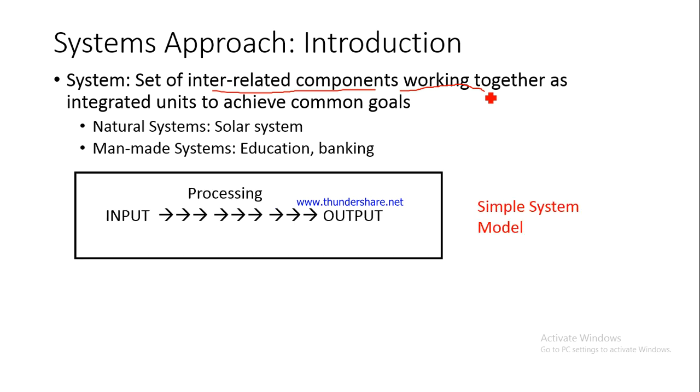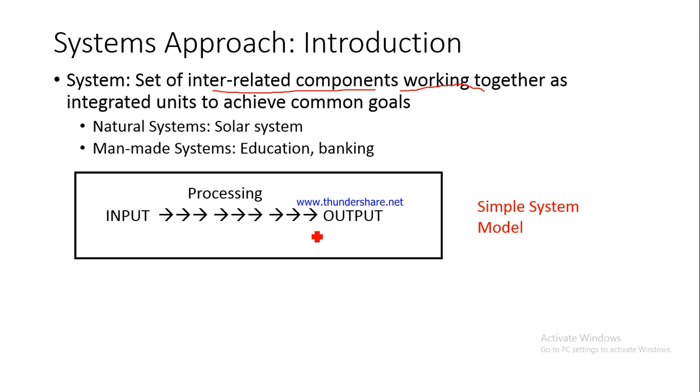Right? Now see, this is a simple system model, and you can see here what is happening. Basically, input is getting converted to output and some processing is taking place. Now this is the simple system model. Basically what happens in a system, there is some input and then it is processed into an output. This is what a system does.